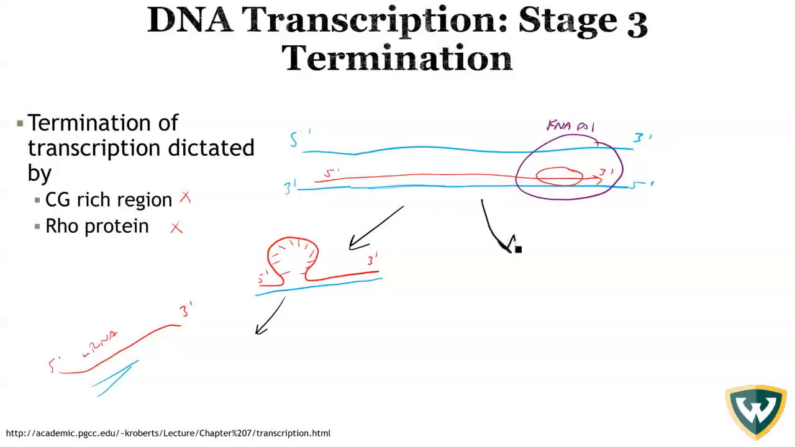The other way is something that's called a Rho protein. And a Rho protein is essentially just a termination protein that comes along a DNA or an RNA transcript, 3' to 5', and it kind of scans along the mRNA transcript until it gets to an area that it recognizes as a termination area. And then what happens is it actually pushes off the RNA from the DNA itself.